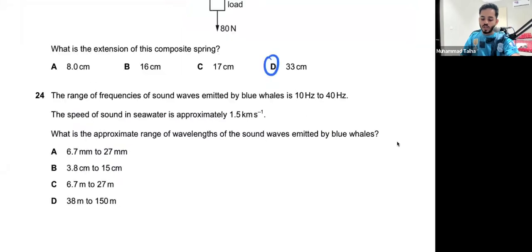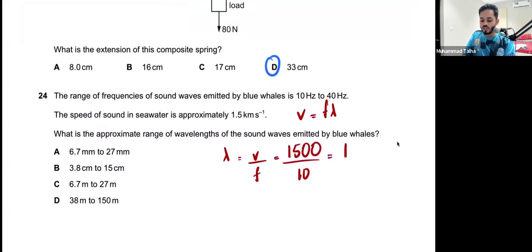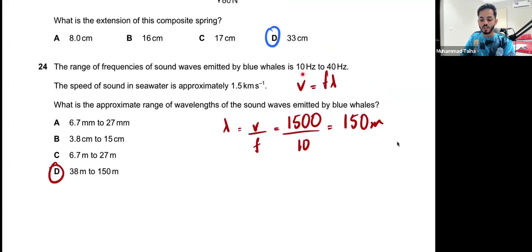The range of frequencies of sound emitted by blue whales is given. Speed of sound is given. What is the approximate range of wavelengths of sound waves emitted? So we can use the frequencies to find wavelengths, no big deal. V equals F lambda. So lambda equals V over F. So 1500 over 10. So one of these is definitely 150 meters. If I look at the options, must be this. Also, I hope that you guys observe that the smaller frequency leads to the larger wavelength here, right? If you do it with 40, the answer should then be 38.